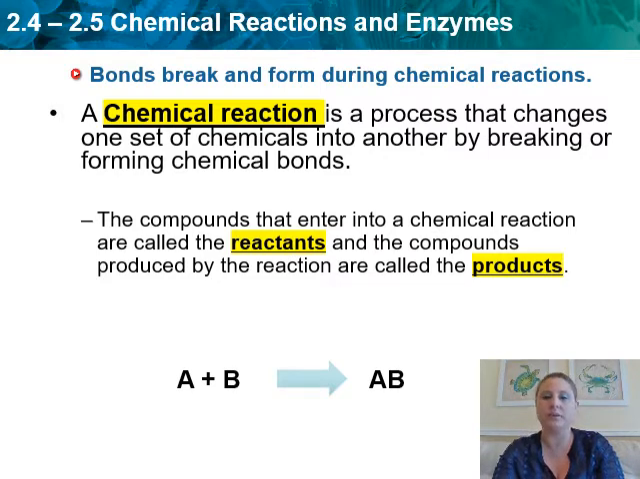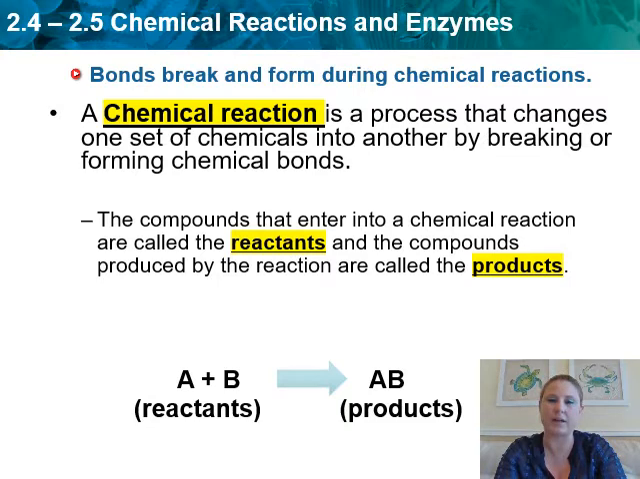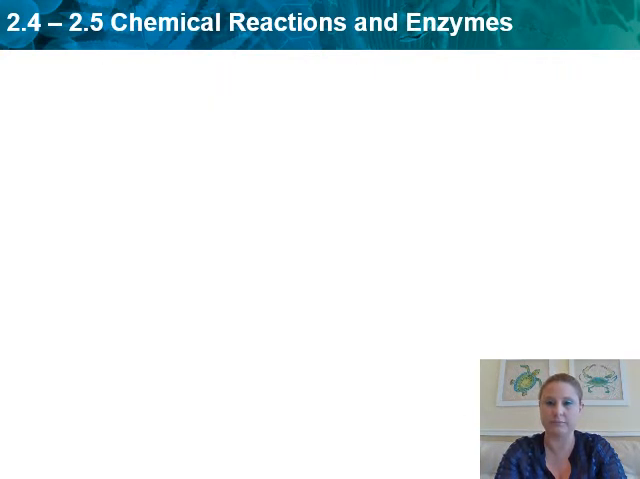So if you look down below, you can see I have A plus B, and then I have this arrow sign. You can think of the arrow as the equal sign. So if I put A and B together, they're going to react to form this new thing, which is AB. Okay? So I've got my reactant side and my product side.